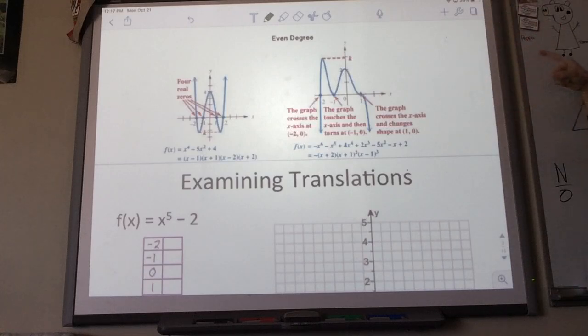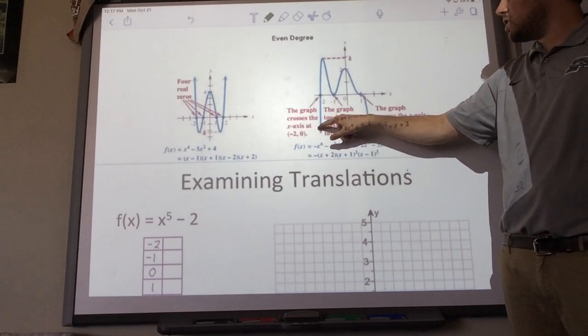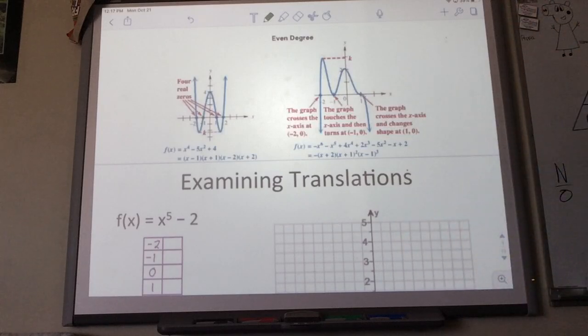Okay, so that's similar to the quadratic. It's similar to a U. It just has a couple things in the middle that do something weird. Okay, here it's negative, but it's even. So it starts at the bottom, does some stuff, but then goes back to the bottom. So the end behavior matches on evens.